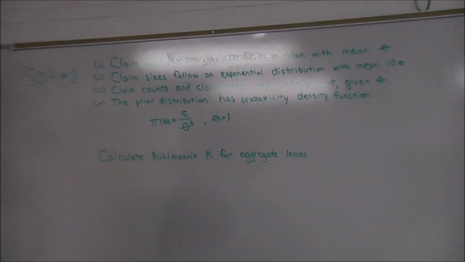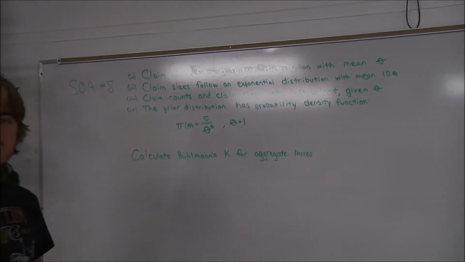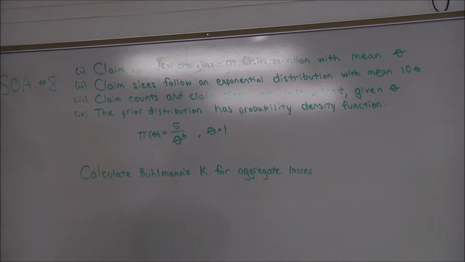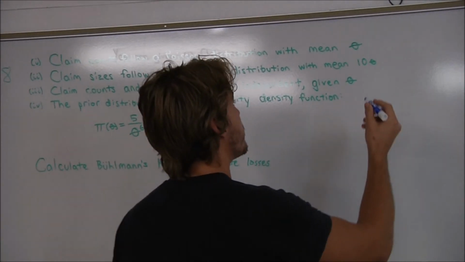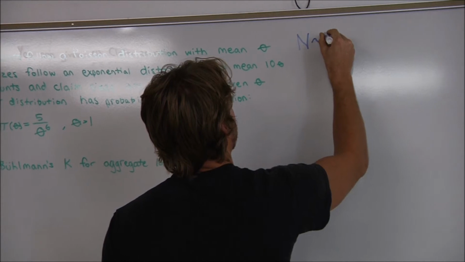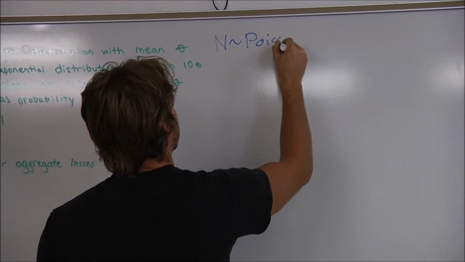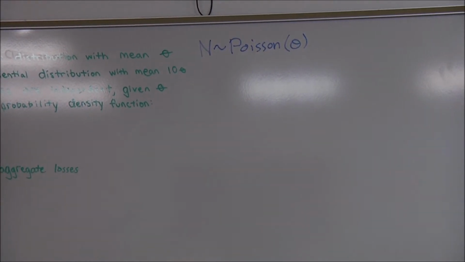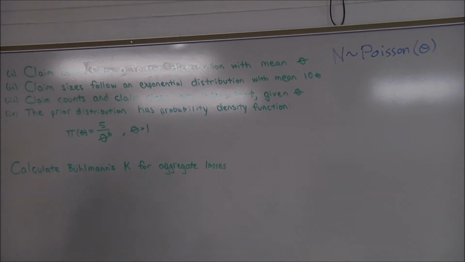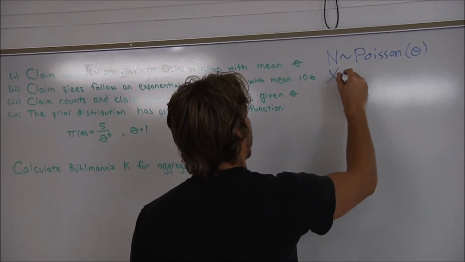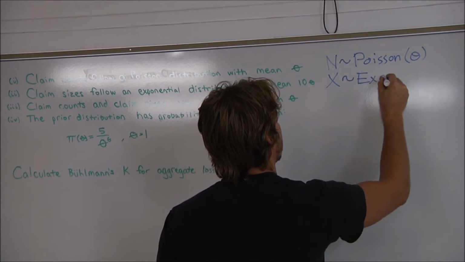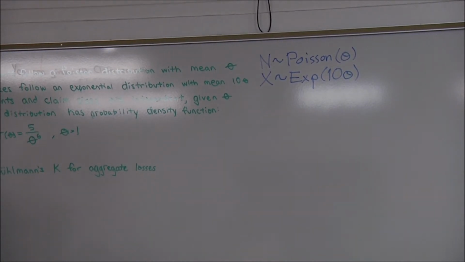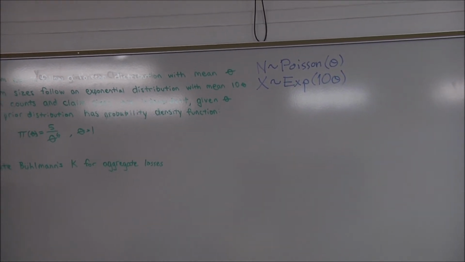We're group 7. We're going to work number 8 from the sample C exam. So we're given that one, claim counts follow a Poisson distribution with mean theta. So we'll say that N is Poisson with the mean theta. 2, we're given claim sizes follow an exponential distribution with mean 10 theta. So we'll let X denote our claim size, and we'll say it's exponential with mean 10 theta. 3, claim counts and claim sizes are independent given theta.